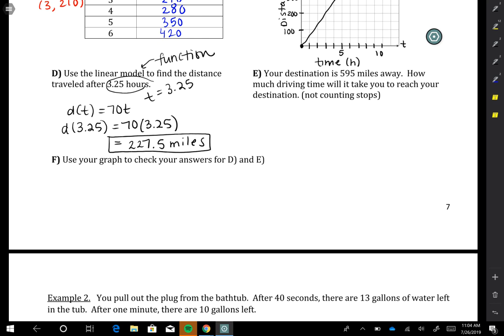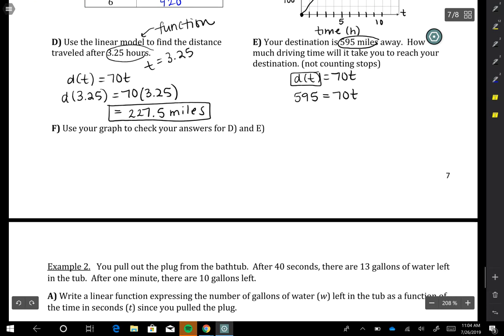Letter E says your destination is 595 miles away. How much driving time will it take you to reach your destination? And we're not counting the stops here. So literally driving time at 70 miles per hour. So it's telling us a distance. So what we know is now we know d of t. So I'm going to plug that in. It's going to take the place of this entire piece on the left. So 595 equals 70 times t.